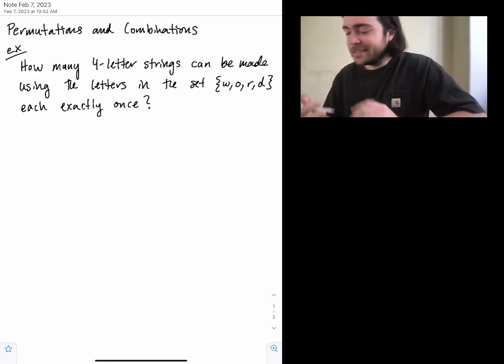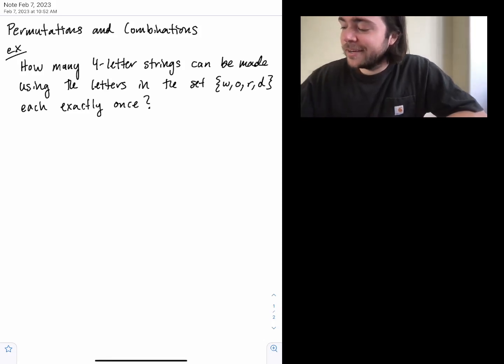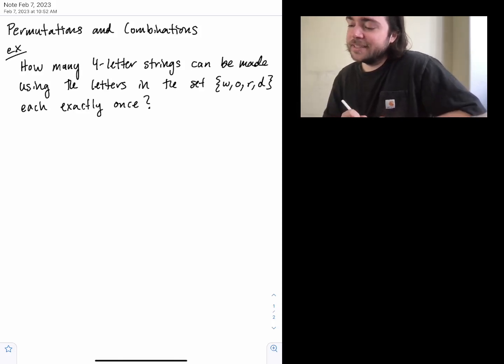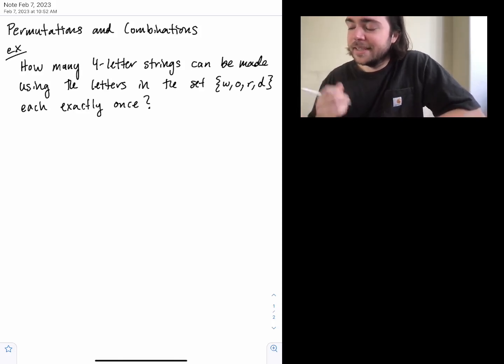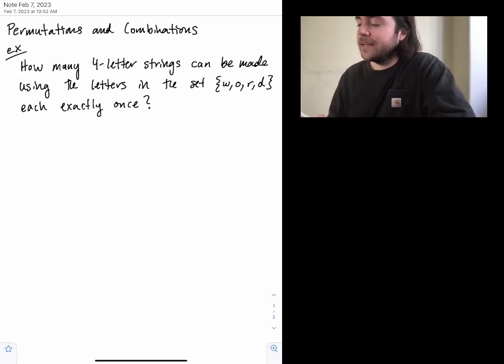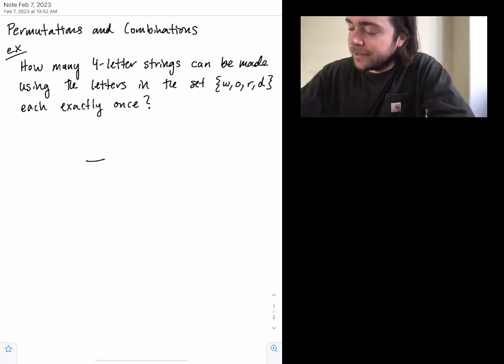Okay, so four-letter strings, most people would call that a word. Okay, but for instance, this is not a word, right? So I'm just calling that a four-letter string. Okay, so we want to figure out how many four-letter strings can be made using the letters in this set, each exactly once. So they're all going to have four letters. There are four letters in the set, so we have to use all of them. Okay, each exactly once. So this is an example of such a four-letter string. That would be another one, and so on. Okay, we want to figure out how many are there.